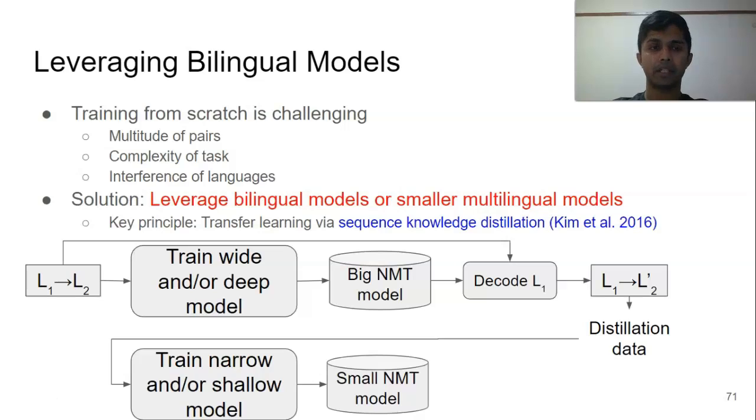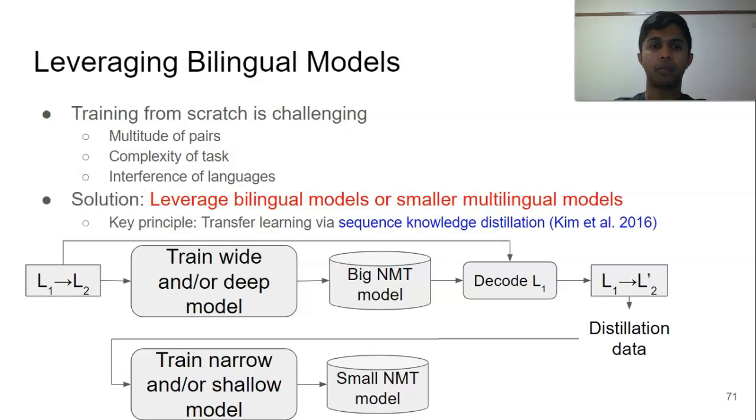Kim et al. in 2016 proposed sequence distillation as a way to compress neural machine translation models. How does sequence knowledge distillation work? Simply put, you take an L1, L2 parallel corpus and train a large NMT model. You then decode the source language L1 sentences using beam search, greedy search, or ensembling to get an L1, L2 prime parallel corpus. This is known as the distillation data or the distillation parallel corpus.